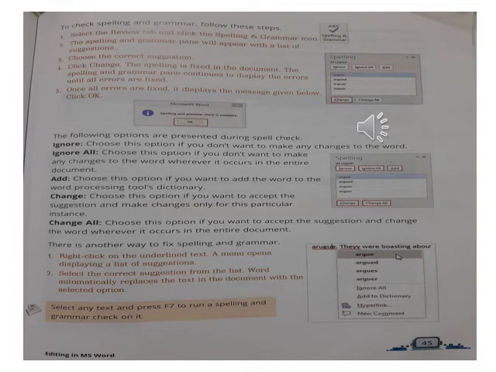Right click on the underlined text. A menu opens displaying a list of suggestions. Select the correct suggestion from the list. Word automatically replaces the text in the document with the selected option. So select any text and press F7 to run a spelling and grammar check on it. So the shortcut key for spell check is F7. Press F7 and then your whole document in Word will be spell checked.